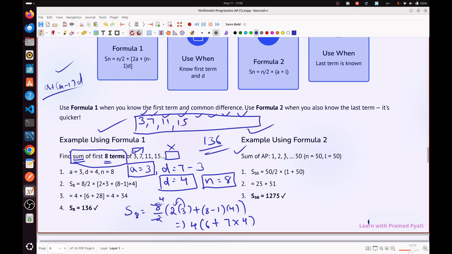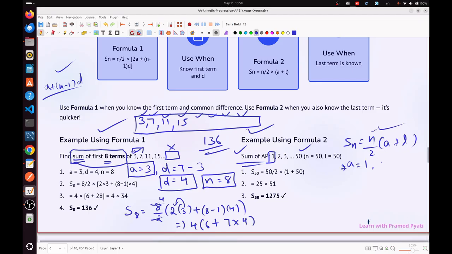So here the question is the sum of an AP. Here the last term is given, so directly apply the formula, Sn equal to n by 2 into A plus L. What is A here? A equal to 1. Next, what do we need to find? D we don't need here. Why? Because D is not in the formula.